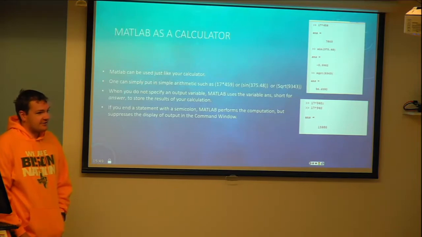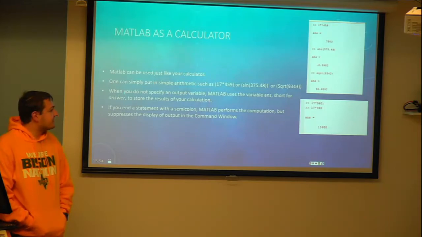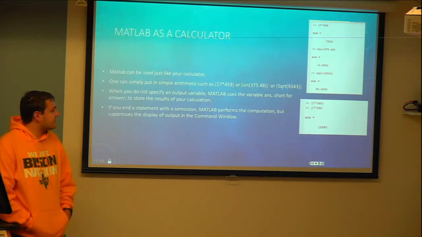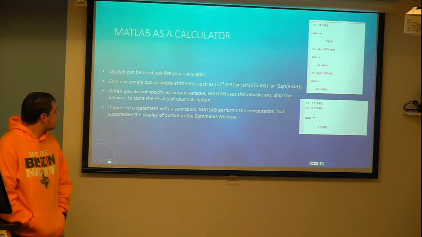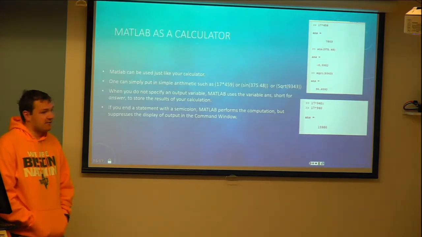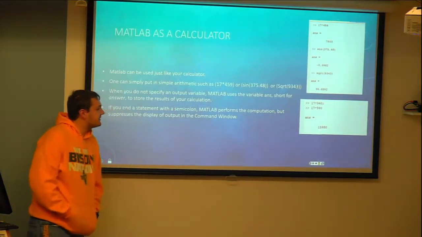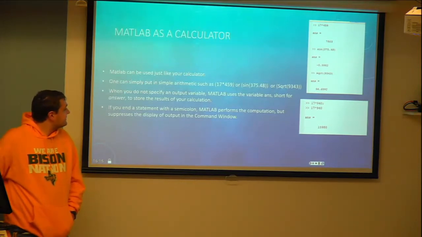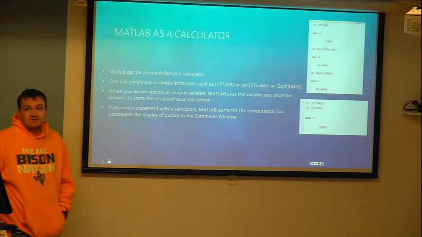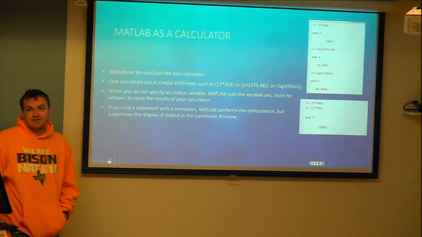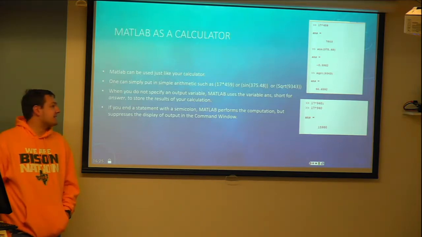So MATLAB is a calculator. It's pretty simple. You can just type in whatever you need to do, like 17 times 459, and it'll kick out an answer, or you can do the square root of a number. It's pretty straightforward. If you end it with a semicolon, MATLAB will do the calculation, but it won't display the answer on the screen. Are there any benefits to doing it with the semicolon? I think when you're writing code, if you have a bunch of lines, you don't have all that displayed, because it takes up a lot more space.